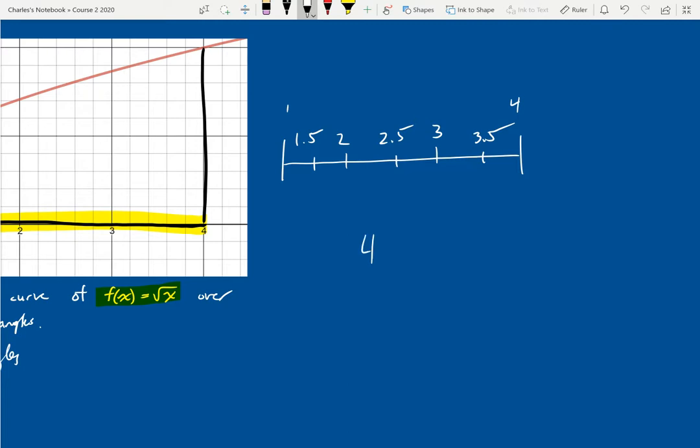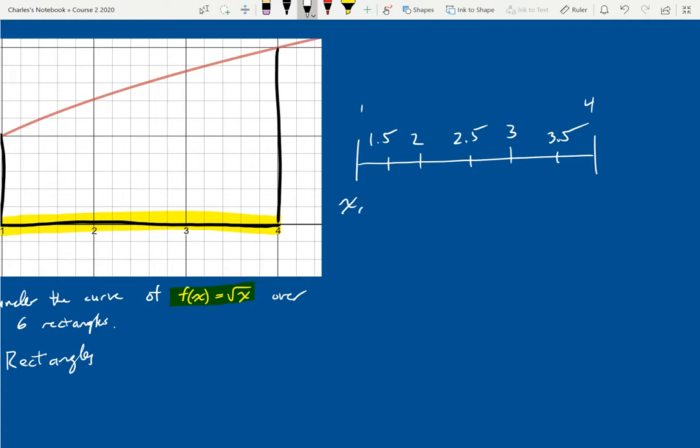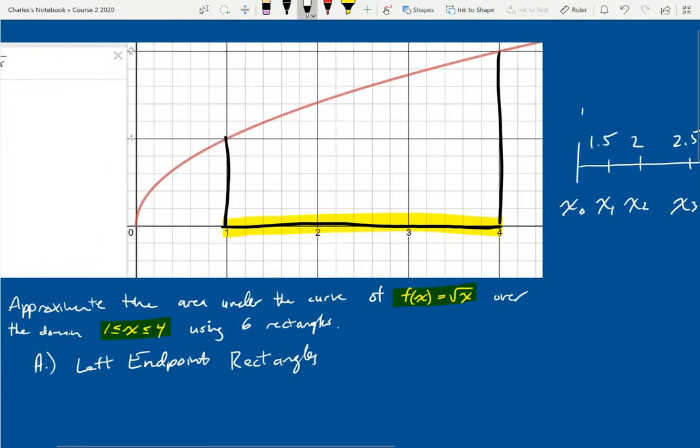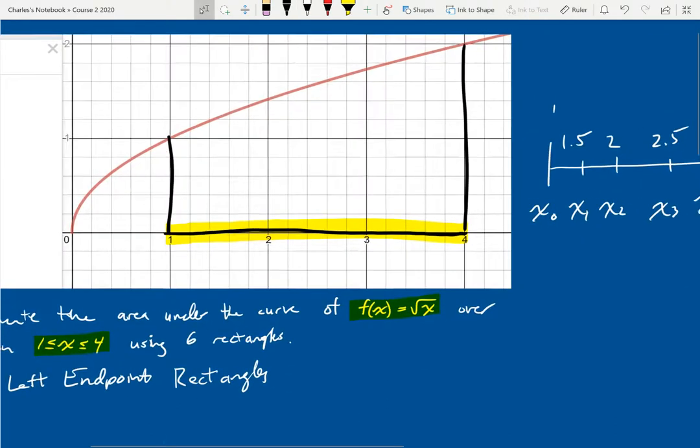And another way I could have gotten there would be by taking the length of the whole interval, 4 minus 1, which is 3, and divide it by 6, which is 1/2, okay? Which essentially means that each of my rectangles are going to have a width of 1/2. And also I want to remember that notation is this is x sub 0, x sub 1, x sub 2, x sub 3, x sub 4, x sub 5, x sub 6. And that may be more than you need. The notation, don't let the notation throw you off.